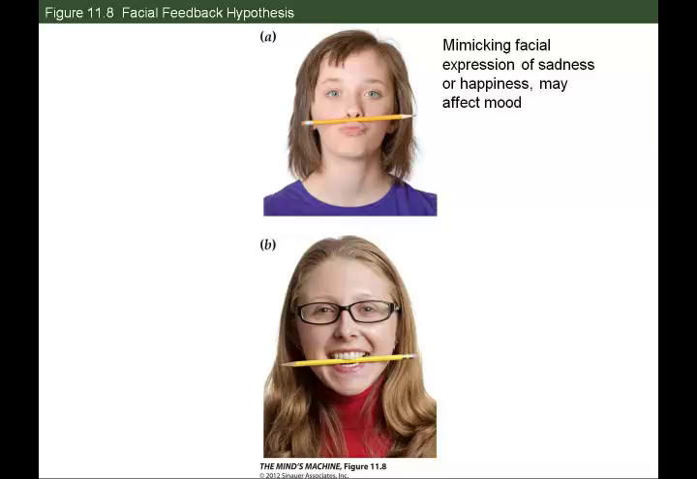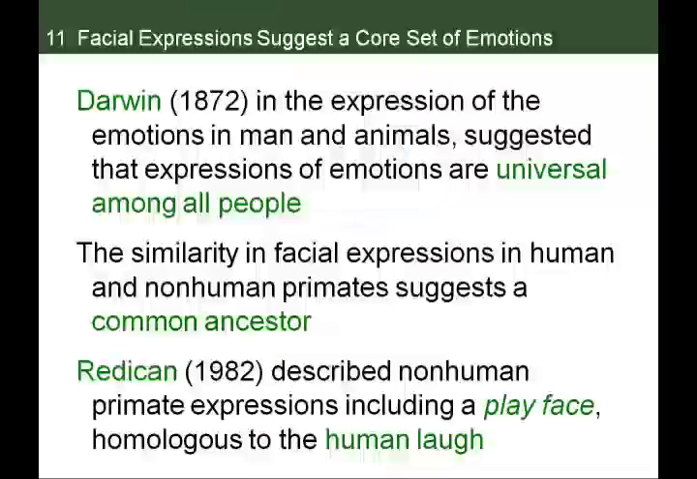Okay, so basically there's this feedback mechanism from the sensory or current state of our facial expression back to how we feel, and how it can affect our mood. Darwin, in the 1800s, so a very long time ago, also talked about the expression of emotions in animals and how we have basic emotions that are universal to all people. Because they're universal to all people and are also found in some animals, perhaps we have a common ancestor, non-human primate ancestors who also display these facial expressions.